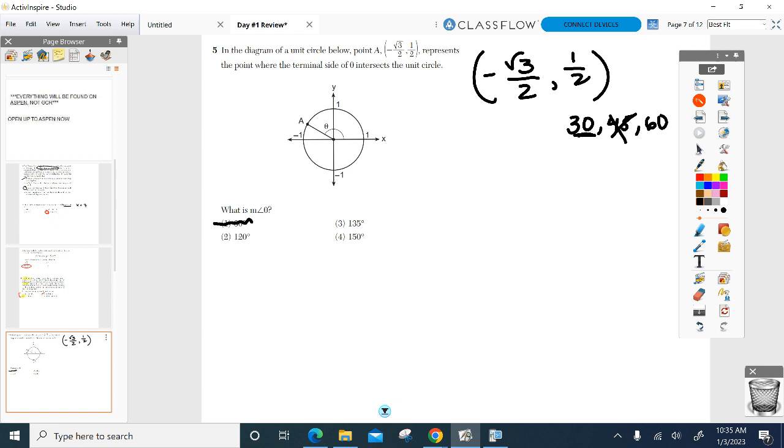What is 30 in the second quadrant? That's what this problem is. And remember, this is 180 here. Remember, that was 180. 150. So it's going to be, Aaron? 150. Okay, 150.